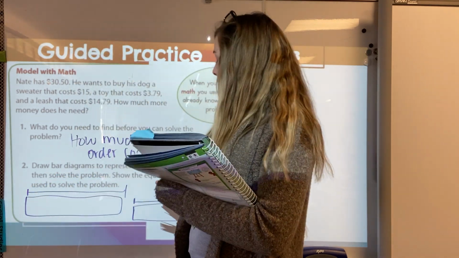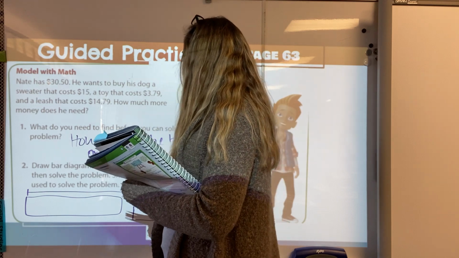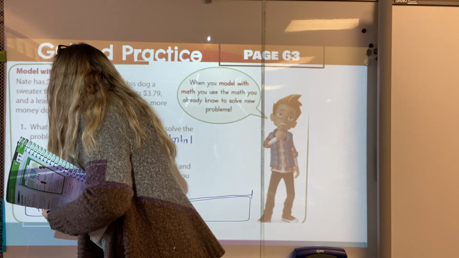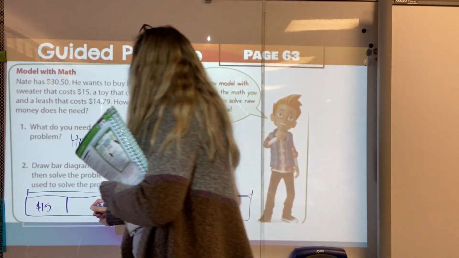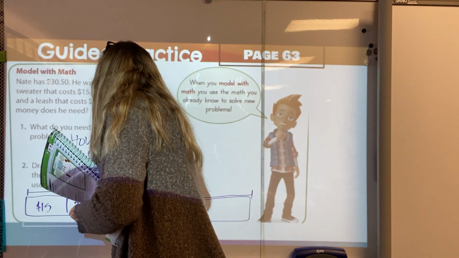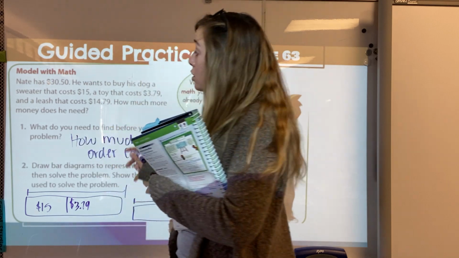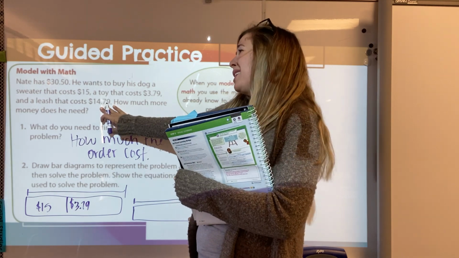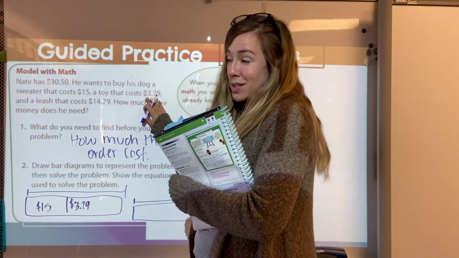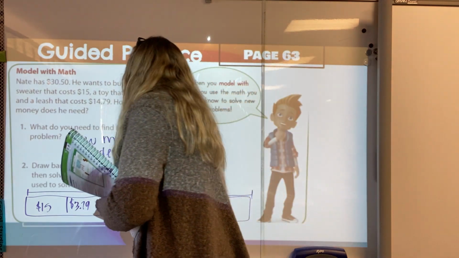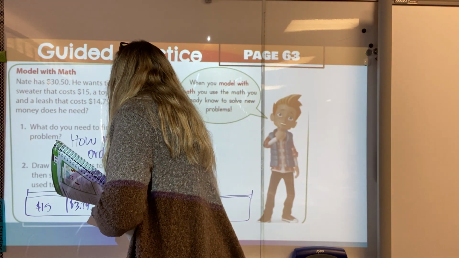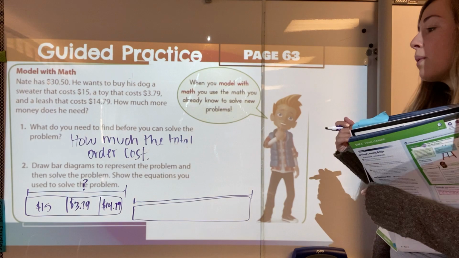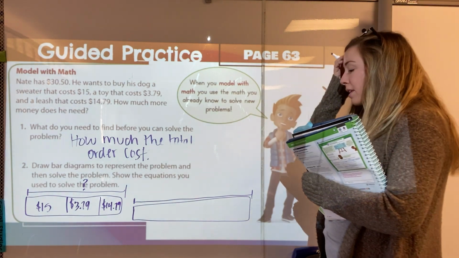Okay, my first step right here is the total cost of all the items. So I need to put my $15 for the sweater, $3.79 for the leash. That's kind of a cheap leash. And $14.79 for, oh, that's why I was like, the leash is $3? No, Miss Collins. The toy is $3.79. That's fine. And the leash is $14.79. Okay, and our question mark is the total for how much they all are. So what we need to do is add them up together.